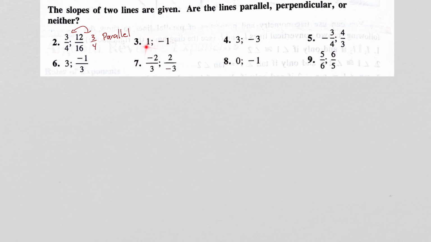Number 3, these are opposites, and one is its own reciprocal. So these are opposite reciprocals, so these are perpendicular. Number 4, these are opposites, but they're not reciprocals. And they're not the same, so these are neither. Number 5, these are both opposite and reciprocal. If they're opposite and reciprocals, they're perpendicular.